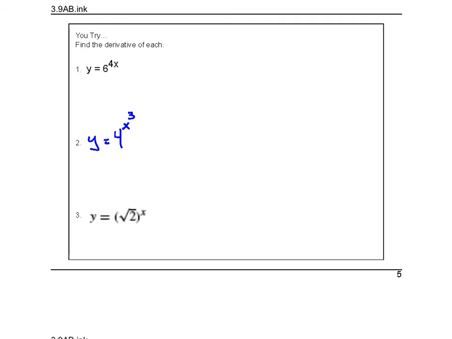Okay, go ahead and give these 3 a try. So pause the video, fill them in on your own, and then check back in once you've finished.